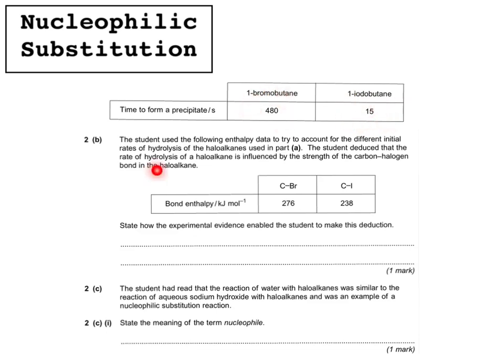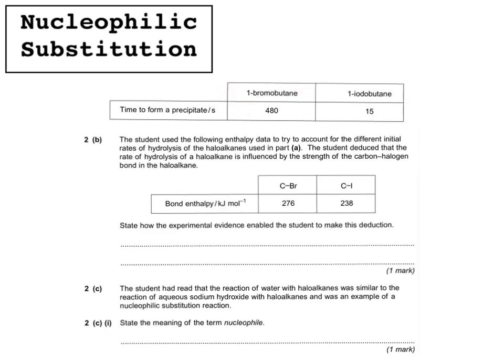The student deduced that the rate of hydrolysis of a haloalkane is influenced by the strength of the carbon-hydrogen bond in the haloalkane. State how the experimental evidence enabled the student to make this deduction. So basically the table that you got at the beginning of the question shows how long the hydrolysis reactions took to occur. Remember, a hydrolysis reaction is where you break a carbon-hydrogen bond using water in a reaction. So with one bromobutane, it took 480 seconds for the hydrolysis reaction to complete, and one iodobutane it took 15 seconds. So there is a faster reaction with one iodobutane than one bromobutane.